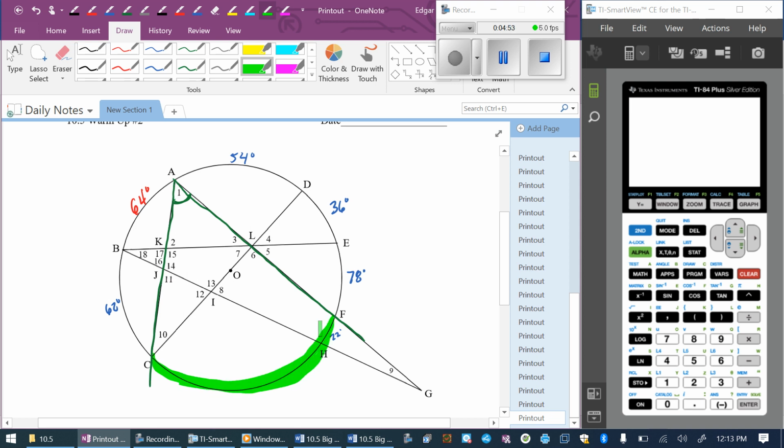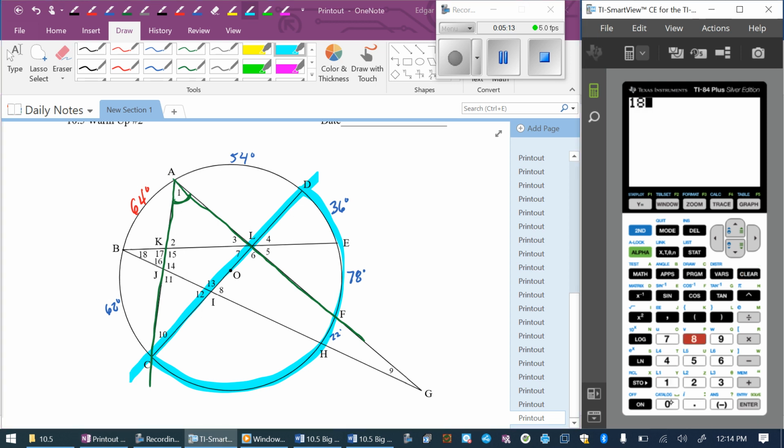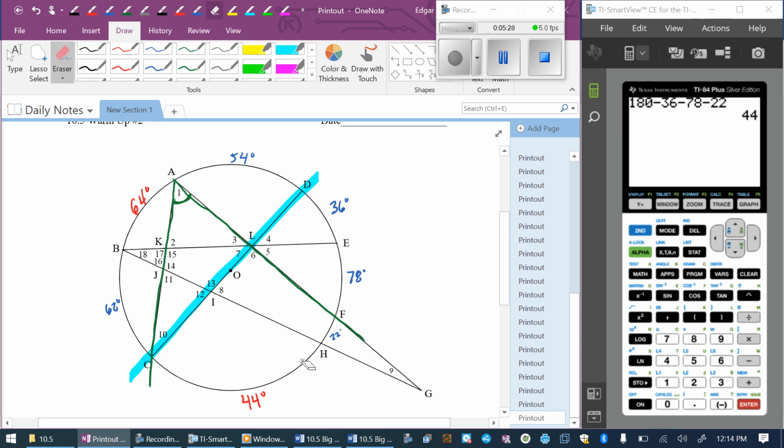Now, at least I know what HF is. I know that's 22, but I have no idea what CH is. However, I have the ability to find out what it is, and here's how. Once again, this is a diameter, guys, which means that this is 180 degrees. So to find out what that measures, the arc CH, we would do 180 minus 36 minus 78 and minus 22 to give me an answer of 44 degrees here for that arc. Okay, well, how does that help me?